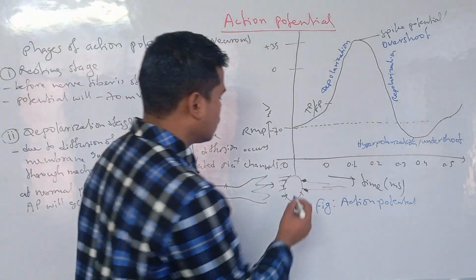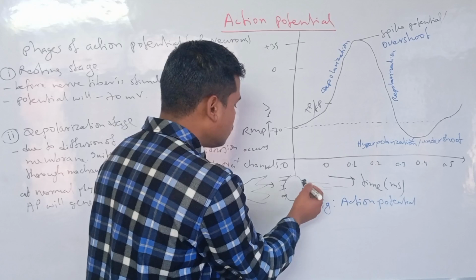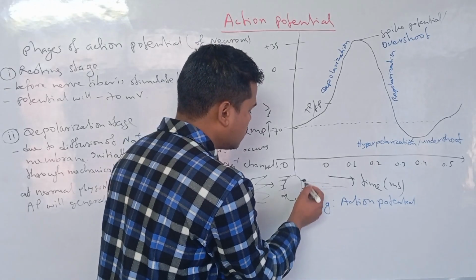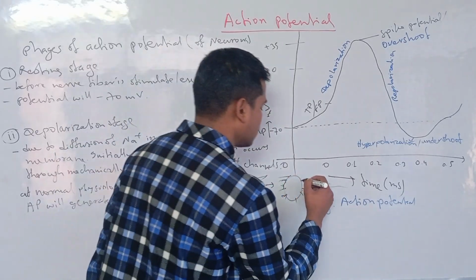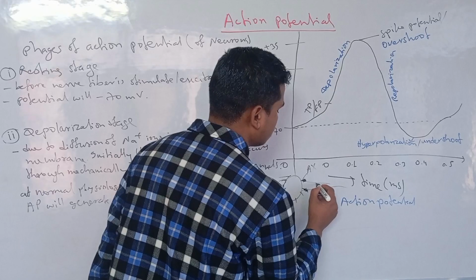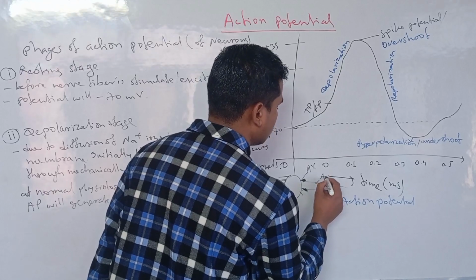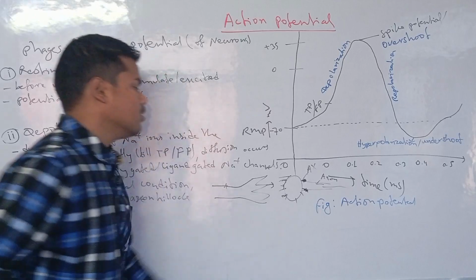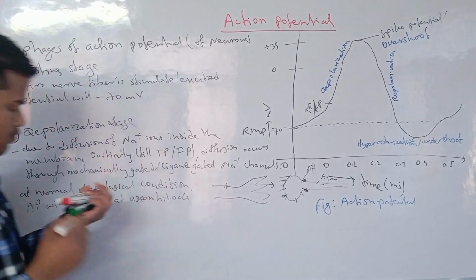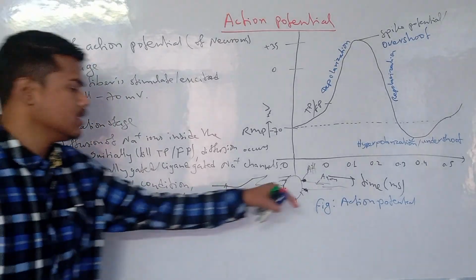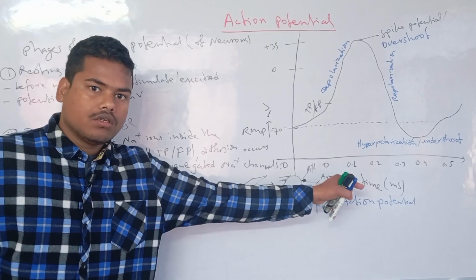This is just in the vicinity of the cell body. Here is what you call the axon hillock, and this will be your axon. So the action potential will generate here at the axon hillock and will be transmitted.